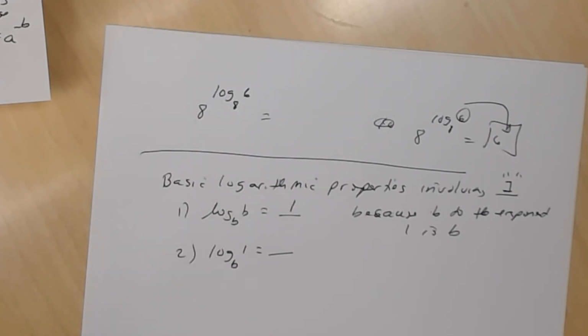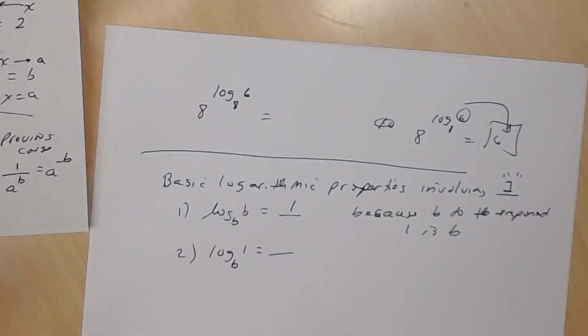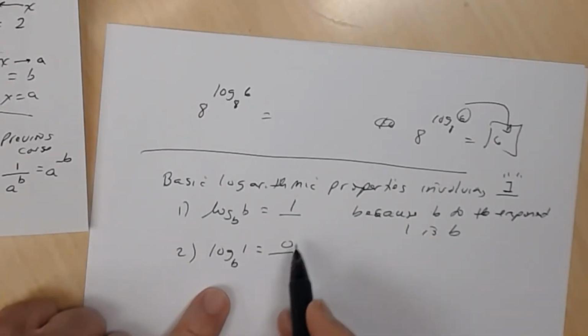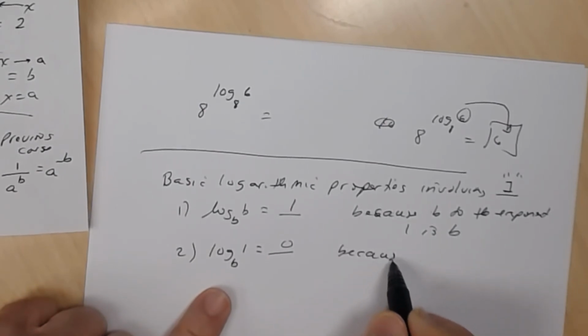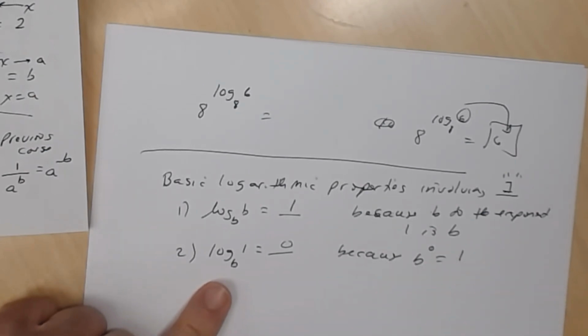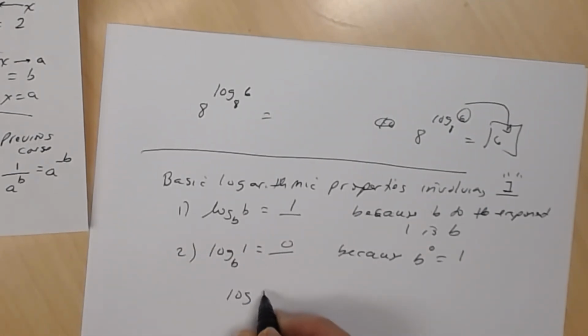What do you think that's equal to? We had a problem like this that we did. What do y'all think? It is 0. It is 0, right? Because b to the 0 equals what? 1. That's why, because b to the 0 is 1. So regardless of the base, as long as the base is positive and not equal to 1, whatever the argument is, this could have been log of, let's say, 8 base b. What's that equal to? 0.